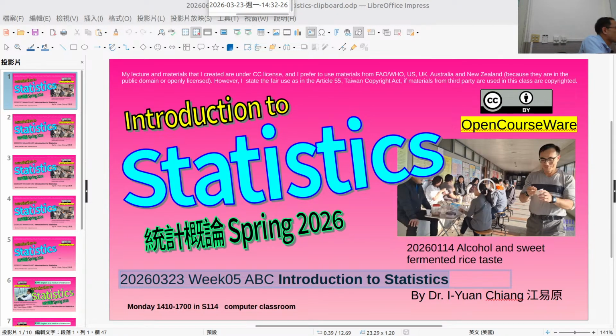Around the mean, close to the mean, far from each data point. But standard deviation is a kind of index to evaluate how far from the mean.